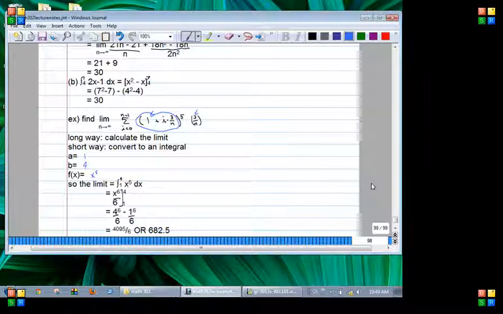In particular, to do this kind of problem, what do you need to do? You need to take the limit of the sum, and you need to find three things. What do you need to find? You need to find a and b, and what's the function. And once you know that, you know what the integral is, and then it's easy.